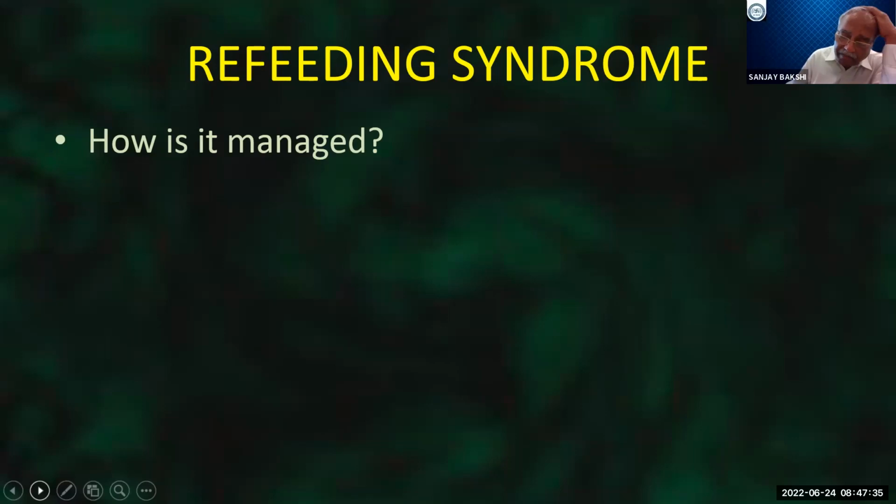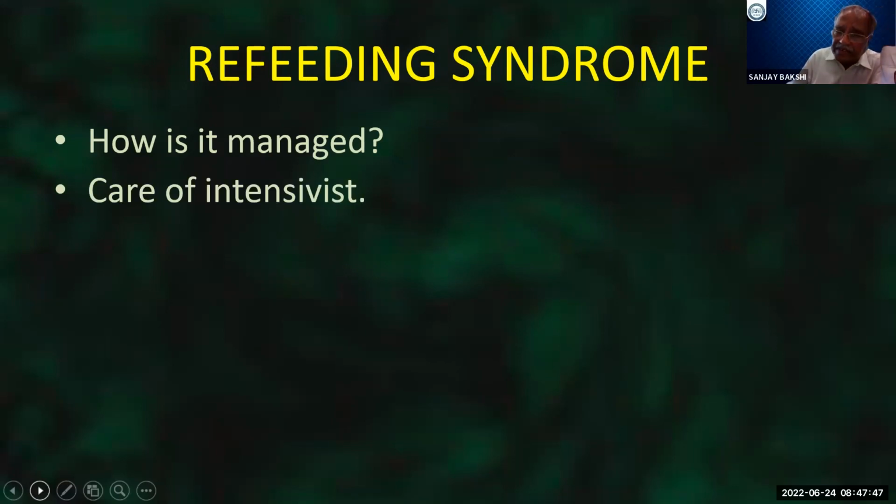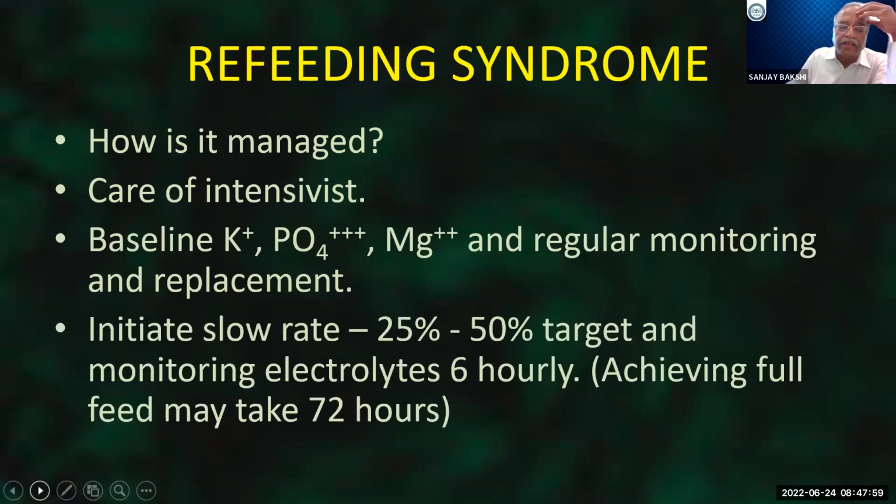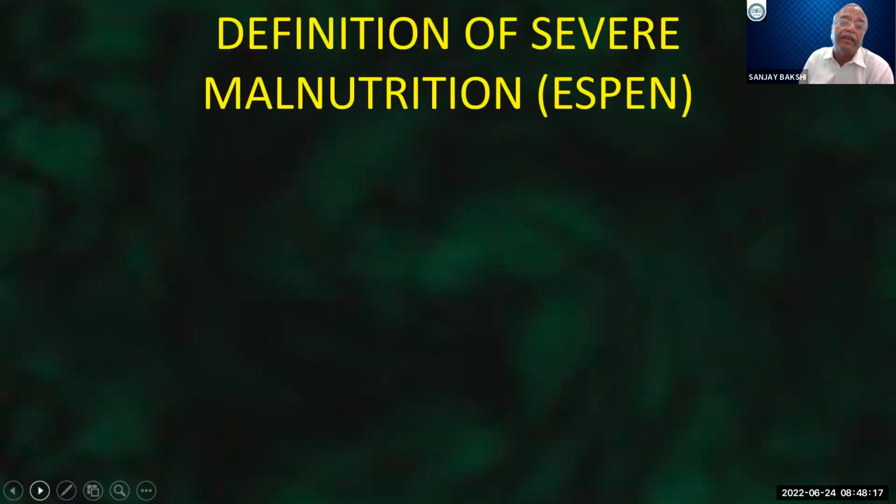How frequently do you check the electrolytes when you're suspecting a refeeding syndrome? At least daily should be done, daily or alternate. 6 hourly. Yeah, you need the care of an intensivist, perhaps an ICU setting for looking at this patient. Baseline potassium, phosphate, magnesium, and regular monitoring and replacement. And as Professor Shah said, initiate at a slow rate, 25 to 50% of target, and you keep on monitoring electrolytes, 6 hourly sometimes. Sometimes achieving a full feed might even take as long as 72 hours. So Malavika, you need to remember that.